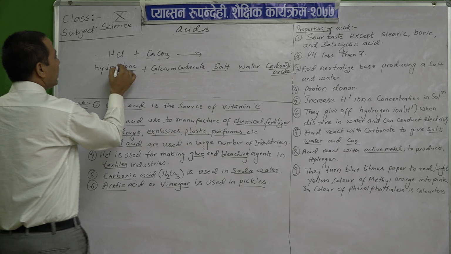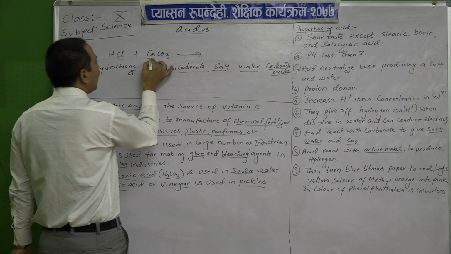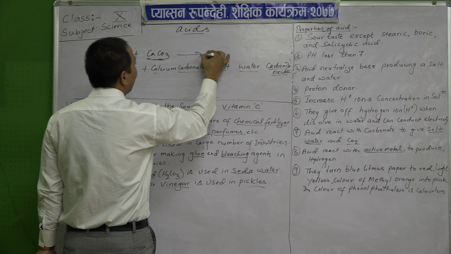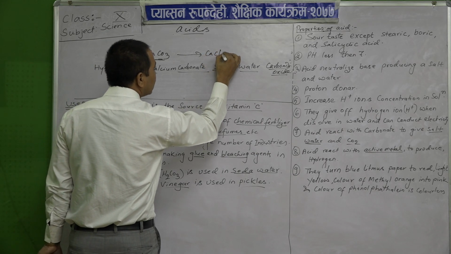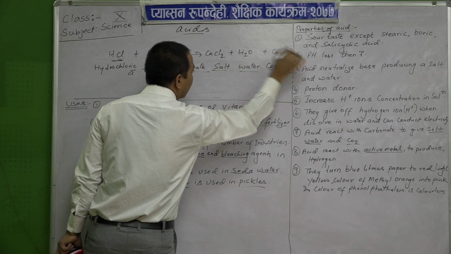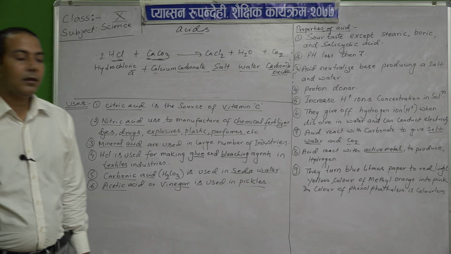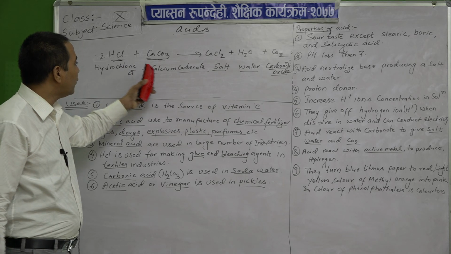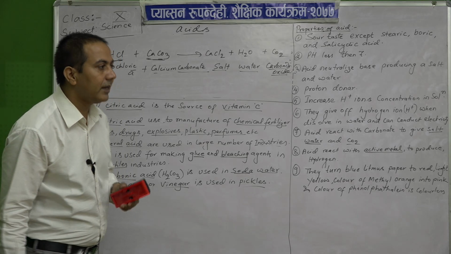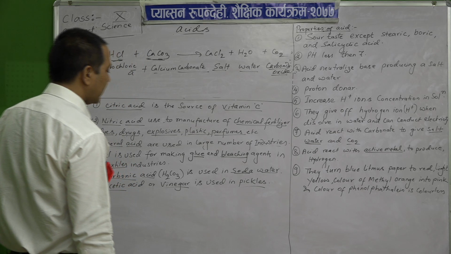Let us see if it will produce or not. So, when calcium carbonate reacts with HCl, what happens? They will produce calcium chloride CaCl2 plus water plus carbon dioxide. So, when HCl, hydrochloric acid, reacts with calcium carbonate, it produces salt. Which salt? Calcium chloride, and water and carbon dioxide.